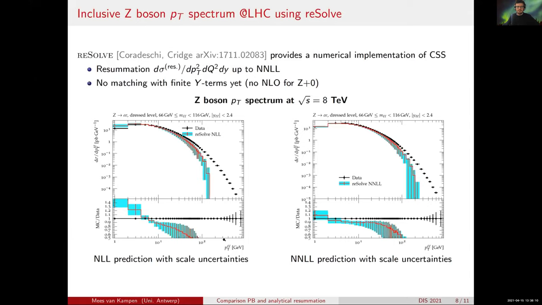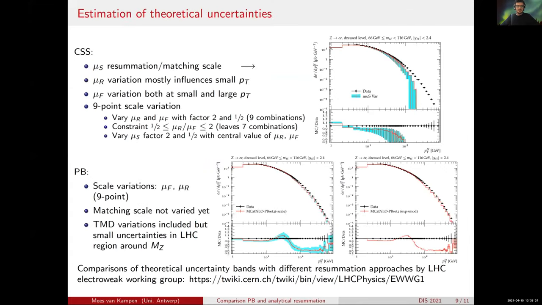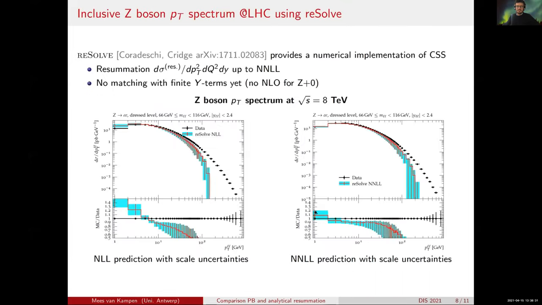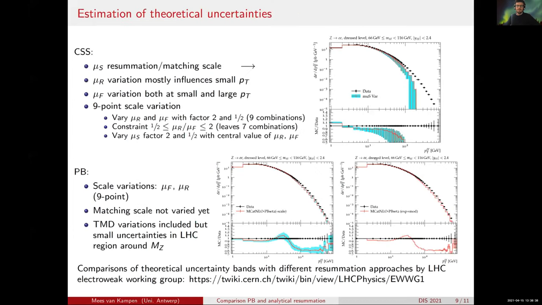And here you see two results, the next to leading log and the next to next to leading logarithmic prediction using Resolve. And you also see at next to leading log that the description is quite nice. So then there are two more aspects I want to highlight in this comparison, because you see that the scale variations here are a bit of hourglass shape, and we wanted to see why do we have this difference in scale uncertainties.